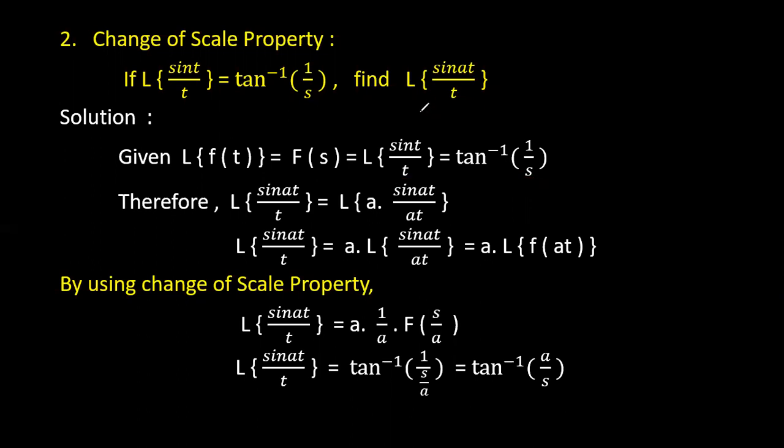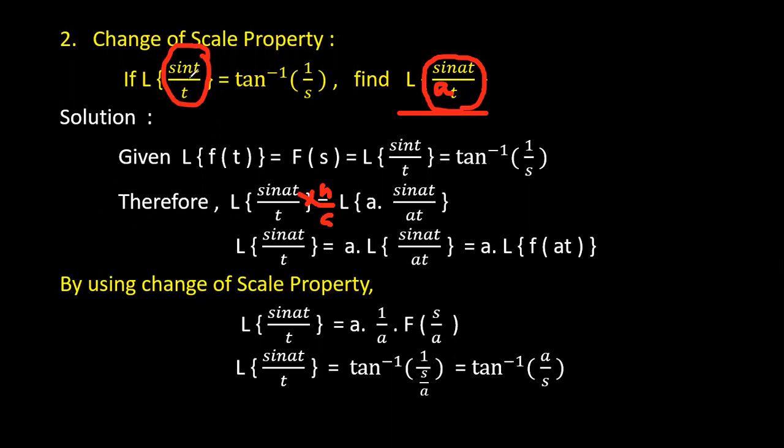So now we have to find the Laplace transform of sin at by t. It can be written as the Laplace transform of a into, so we multiply and divide by a here. Why are we multiplying and dividing by a here? Because it is of the form sin t by t, and here a is missing in the denominator.